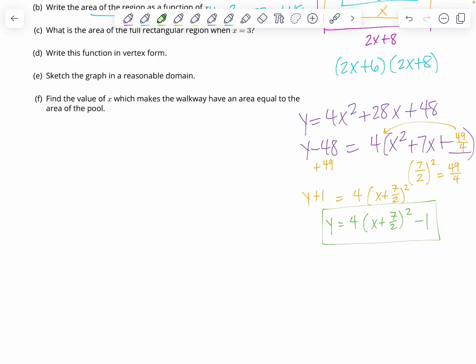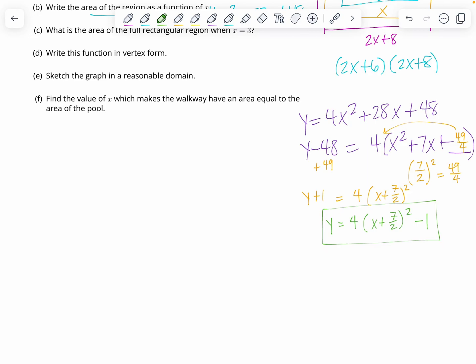Sketch this graph in a reasonable domain. I'm going to leave you to the sketching on your own. But a reasonable domain would be any values of x that are greater than 0. Because we do have that walkway, it would not make sense for us to have a negative walkway.